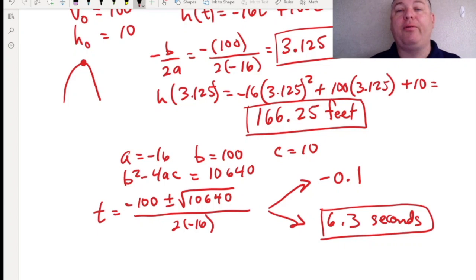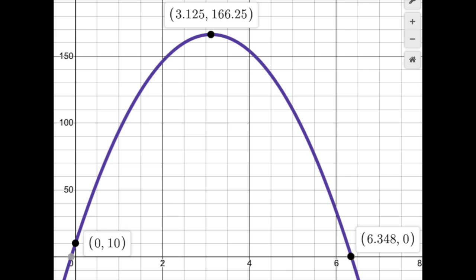Now let's look at the graph on Desmos. And you can see that the highest point is 166.25 feet. You can see the x value is when it reaches that height at 3.125 seconds. And you can also see the x-intercept of approximately 6.3, 0. That is when it will hit the ground again.